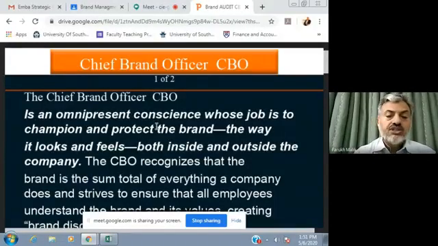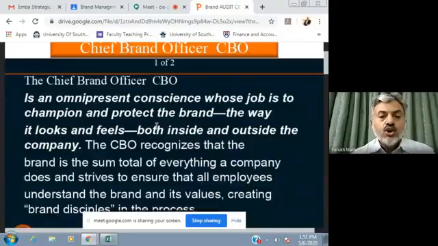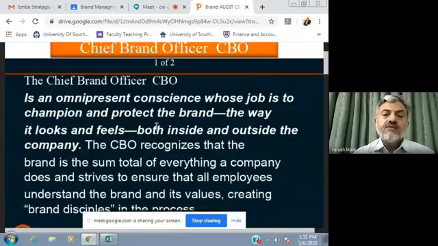So the chief brand officer is an omnipresent and unconscious person whose job is to champion and protect the brand. He is everywhere, he is always alert, and he thinks of this brand as one of his children, and the way it looks and feels both inside and outside the company, the chief brand officer is always active.